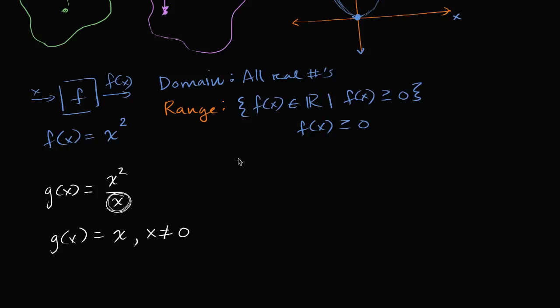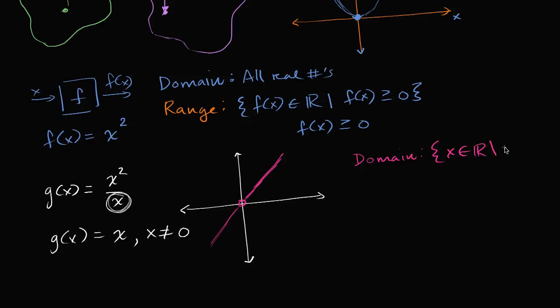And we could even graph it. I'm going to do a quick and dirty version of this graph. It's going to look something like this. It's going to have a slope of 1, but it's going to have a hole right at 0 because it's not defined at 0. So the domain of g is going to be x is a member of the real numbers such that x does not equal 0.